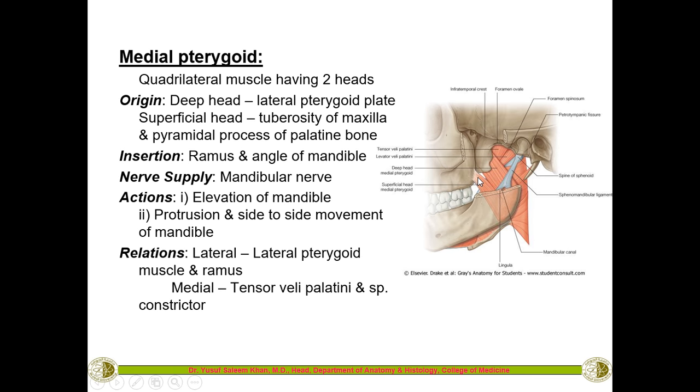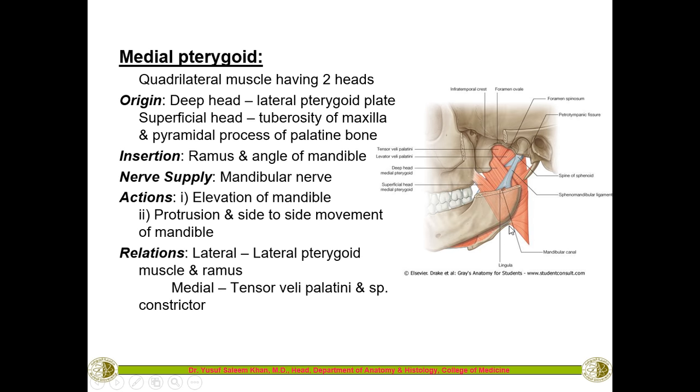The superficial head will take origin from a particular point here in the maxilla, called the tuberosity of the maxilla, and it also takes origin from the pyramidal process of the palatine bone. Especially it will take origin from the point here, the tuberosity of the maxilla.